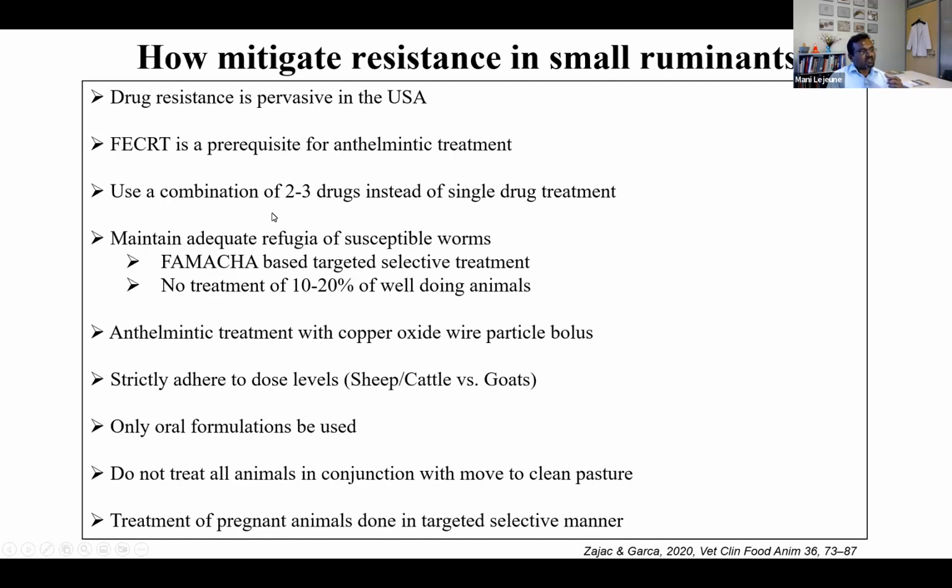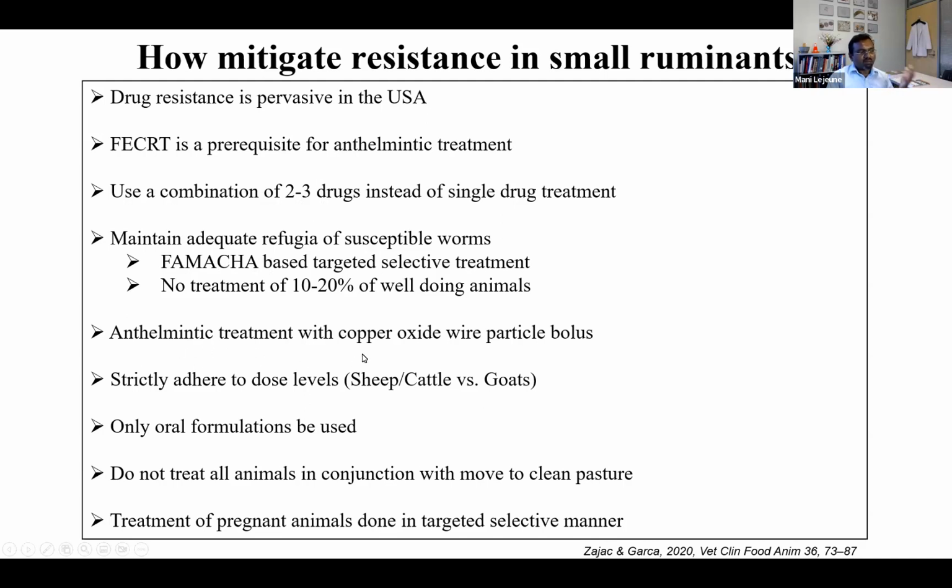So if you're not maintaining this refugia and treating the whole herd with a 2 to 3 drug combination, then you are setting those herds or flocks up to emerge with multiple-drug-resistant worms, which we don't want to see. So that's why a combination treatment with the maintenance of refugia is an important recommendation to follow.